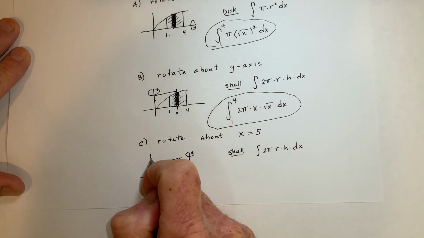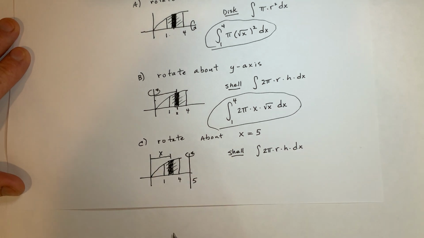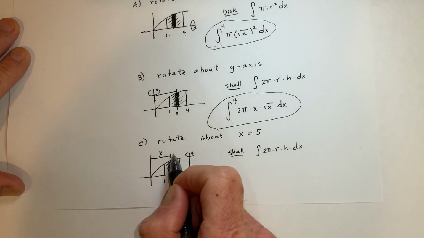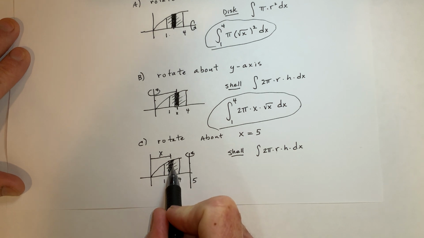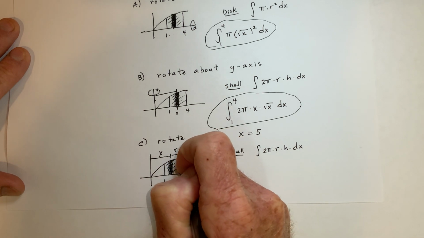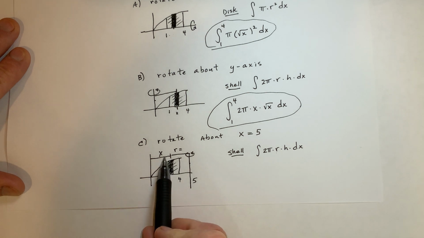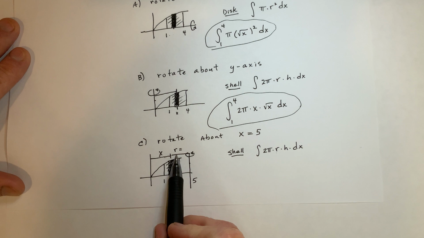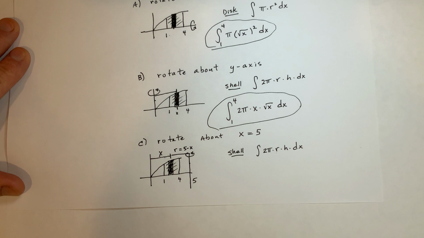Well, like I said on the last one, if you measure from here to here, that's a length of x. But if you go from 5 over to here, because the radius has to be measured from the axis of rotation over to the rectangle, the r has to be measured this way. Well, if it's a 5 that's on the right and it's an x that's on the left, then this length right here would be 5 minus x. That way, when you add up this one plus this one, it's a total length of 5.